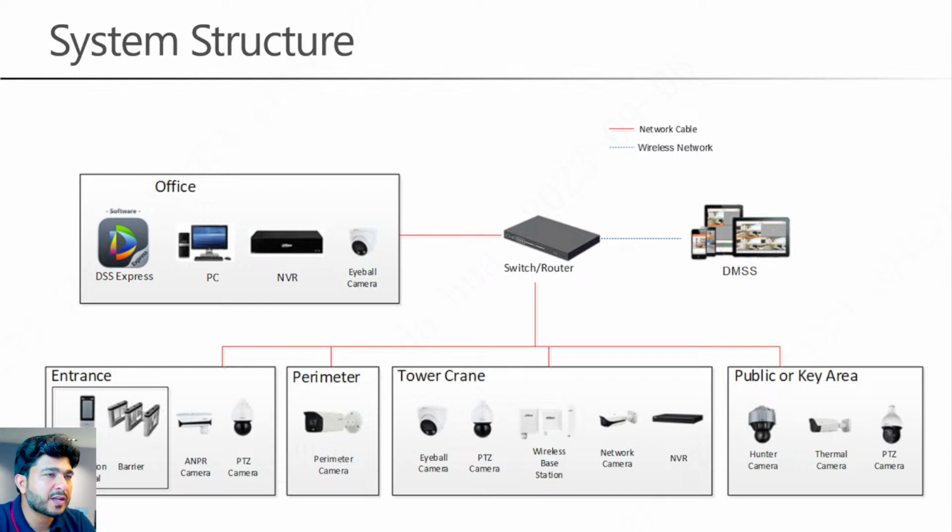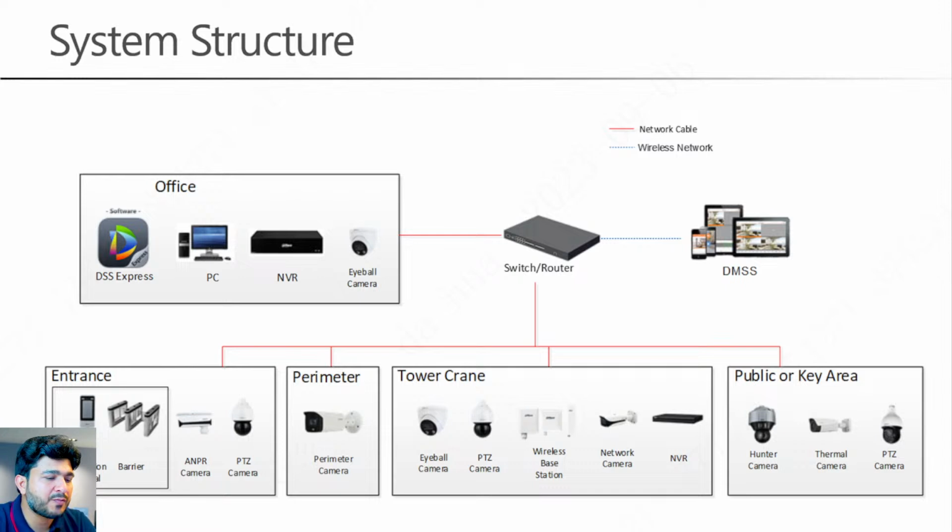For the perimeter protection, as you know, Dahua has many cameras which support the perimeter protection feature. So it will secure your perimeter if there is any intrusion. It can detect and it can give you a real-time alarm also.